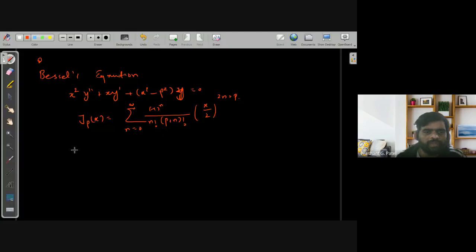We have proved that. Then the next one is the property of this Bessel function. Here p is greater than or equal to 0. To define (p plus n) factorial, it may be possible that p plus n is not an integer. So in that case, we have extended the definition of the factorial as a gamma function. So in general, this Jp of x can be expressed for any positive real number.